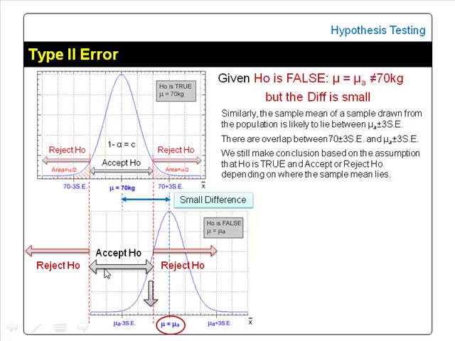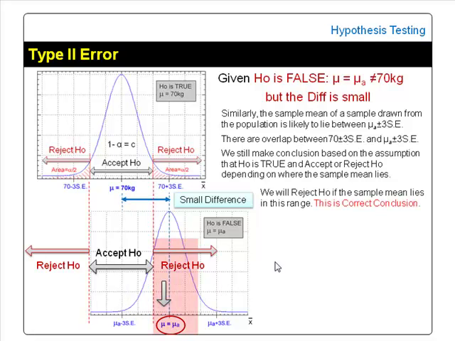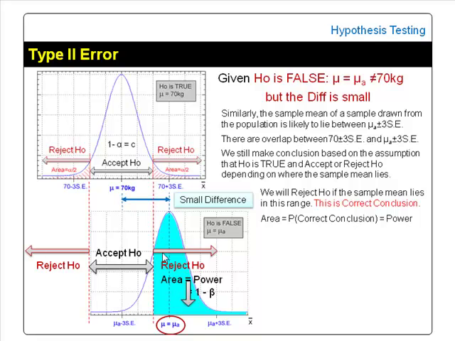We would accept the null hypothesis if the sample mean falls between the two critical regions. Otherwise, we would reject the null hypothesis. We will reject the null hypothesis if the sample mean falls inside this reject null hypothesis region. This is a correct conclusion, because we are given that the null hypothesis is false, and we have rejected the null hypothesis. This area shaded in blue represents the probability of making the correct conclusion, and this is the power of the test.